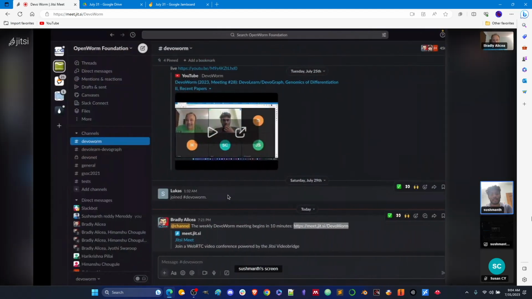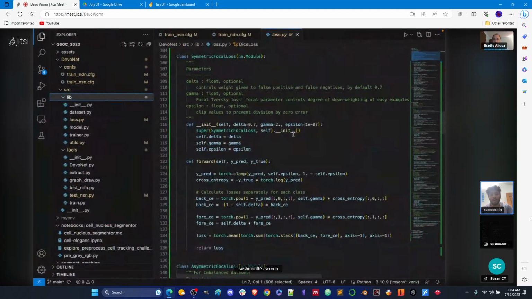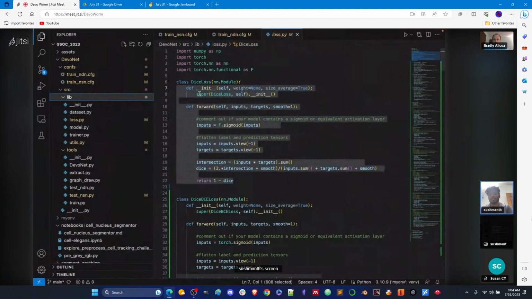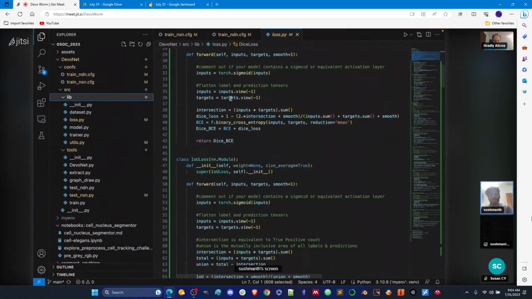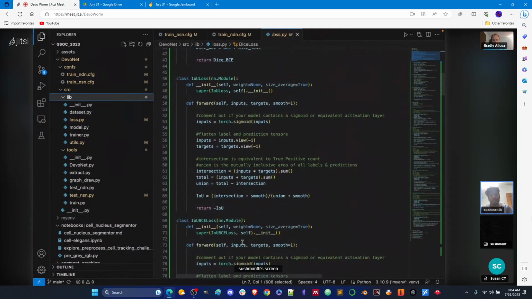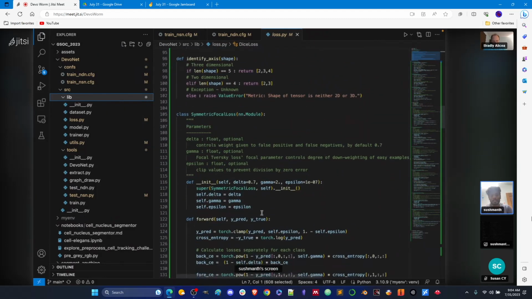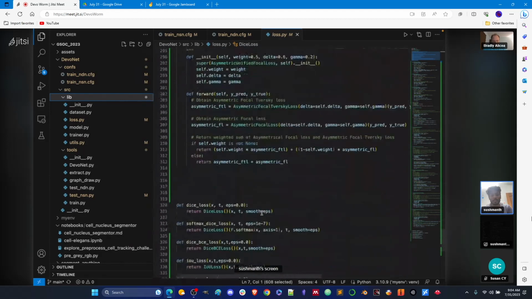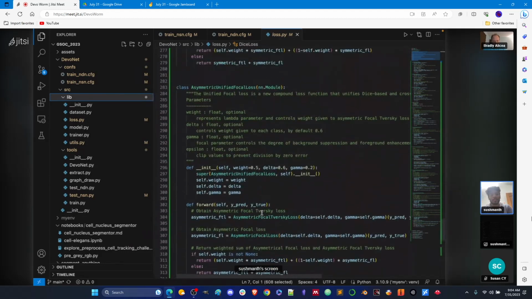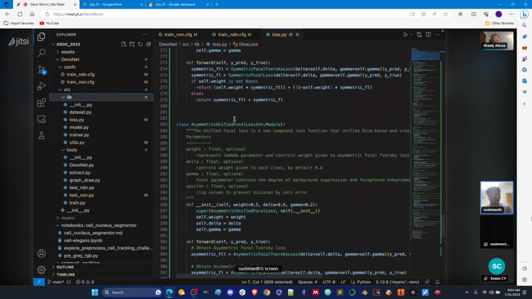Right now, what I had was the dice loss, a common function everyone uses. I added the dice BCE loss, IOU loss, IOU BCE loss, and different things like symmetrical focal loss. But unified focal loss is a mix of two loss functions. One is asymmetrical, one was dice loss and one was BCE loss.